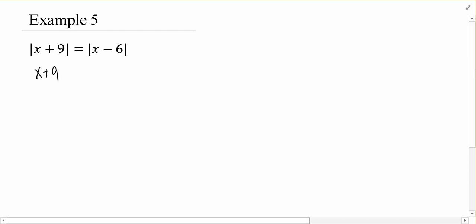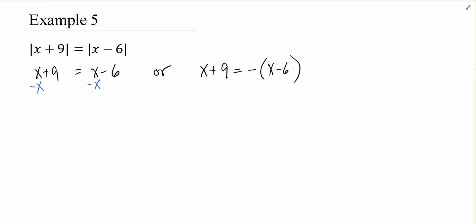And so we'd go with x plus 9 equals x minus 6, or x plus 9 equals the opposite of x minus 6. Great. So now we're going to try to solve these equations. Now for the one on the left, we try to get rid of this x on the right by subtracting x from both sides. In doing so, we're left with only 9 on the left and negative 6 on the right.